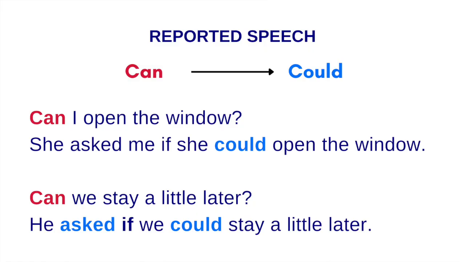So, can I open the window? She asked me if I could open the window. Can we stay a little later? He asked me if we could stay a little later. Now, why do we use if here? Because we're talking about possibility. Okay. So he asked if we could stay a little later.